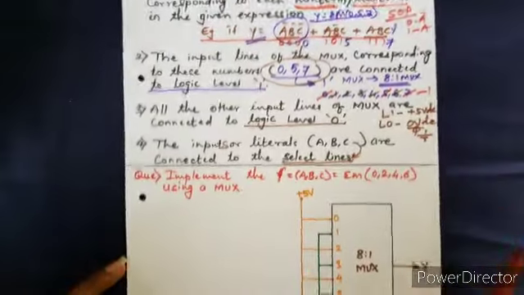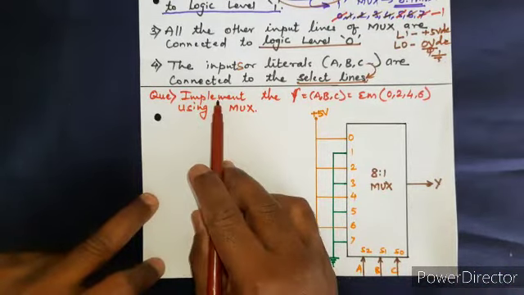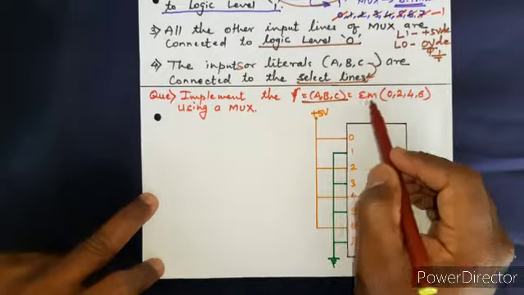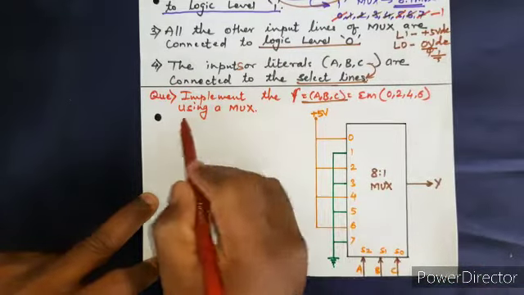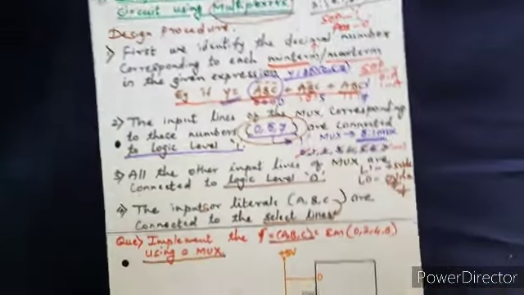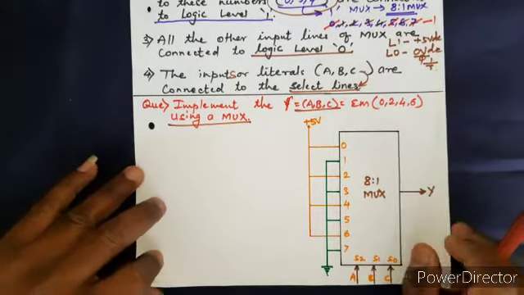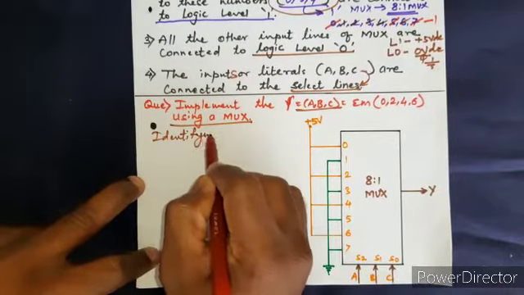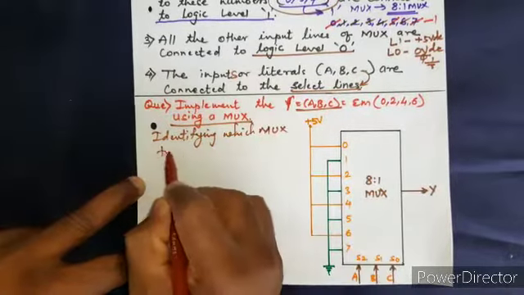Let's try to solve this example. The question is to implement the function f of ABC, so 3 variables, with minterms directly given as 0, 2, 4, 6, using a mux. According to the steps, the numbers are already given, so we can directly skip the first step. But here we can add one more step, that is identifying which mux to be used.